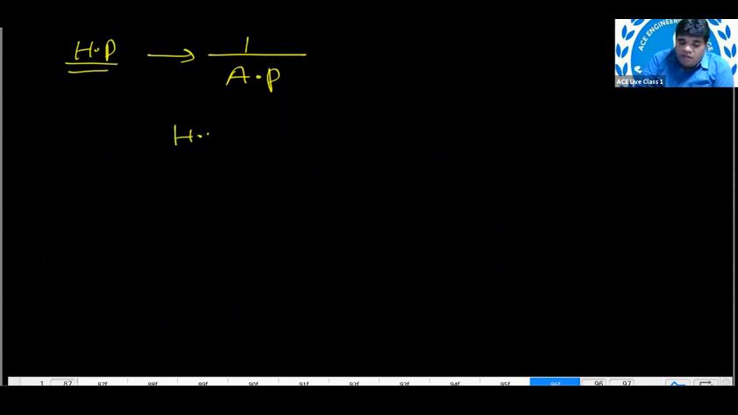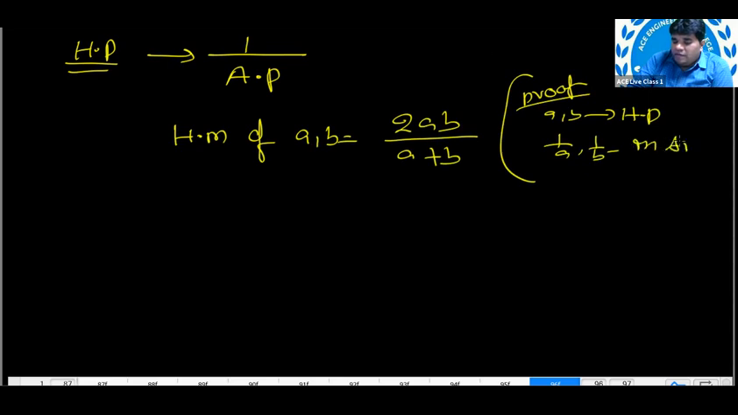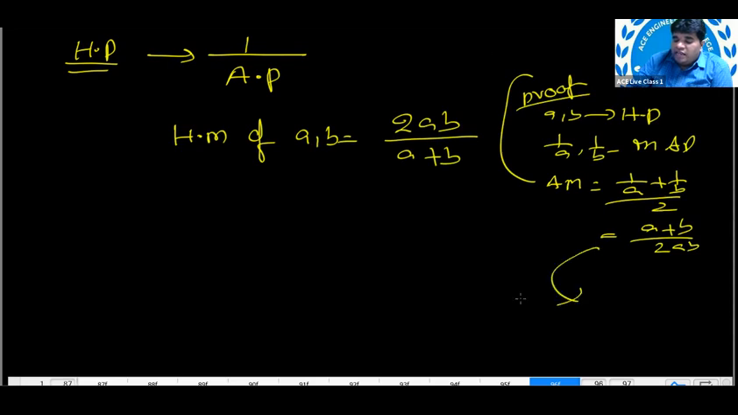Okay. Harmonic mean of A, B is 2AB upon A plus B. Proof: A, B in HP, so 1 by A, 1 by B in AP. So arithmetic mean is 1 by A plus 1 by B upon 2. That is the answer, A plus B upon 2AB. So I want again the reciprocal. Harmonic mean, harmonic means 1 by. So 2AB upon A plus B.